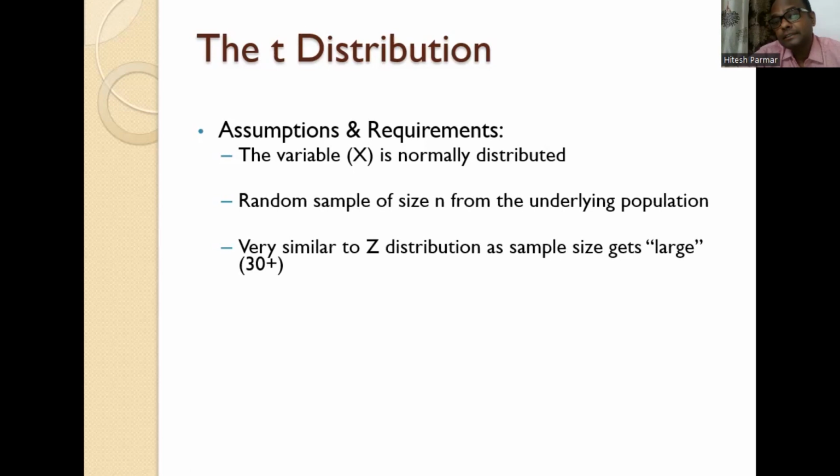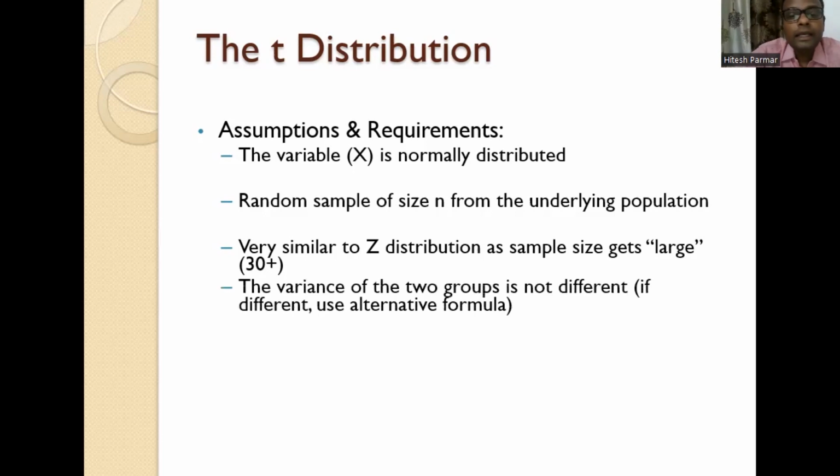As soon as the sample size becomes greater than 30, the distribution becomes approximately normal. So it is very similar to the Z distribution as the sample size gets large, 30 plus. Now the fourth one: the variance of the two groups is not different, and if different, use an alternative formula. So what do we mean by this? Basically there are two formulas. Formula number 1 is applicable when the variances of the two groups are equal. And formula number 2 is applicable when the variances of the two groups are not equal.